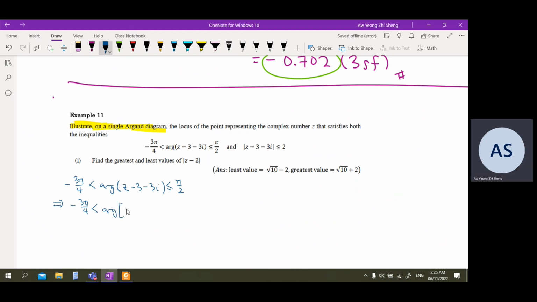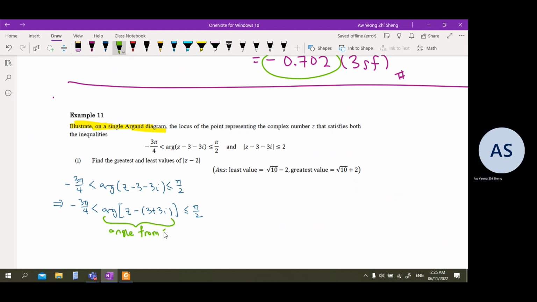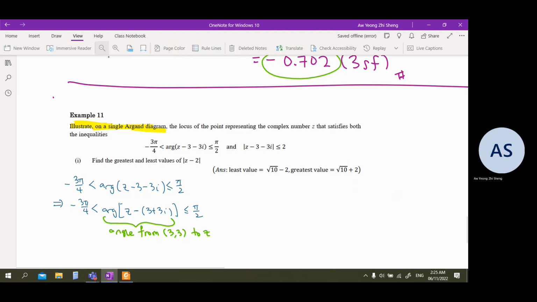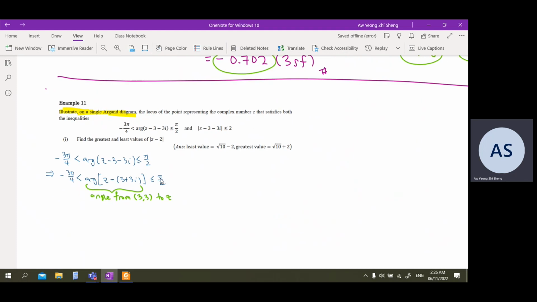In this argument, I'll just factor out a negative here so that I have 3 plus 3i. And then this is actually the angle from 3, 3 to z. Yeah, these words in green you don't really have to write out. I'm just writing it out to tell you how to interpret this.